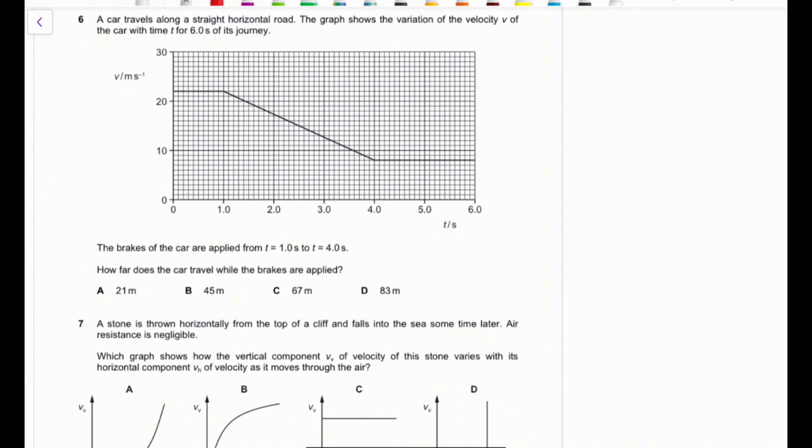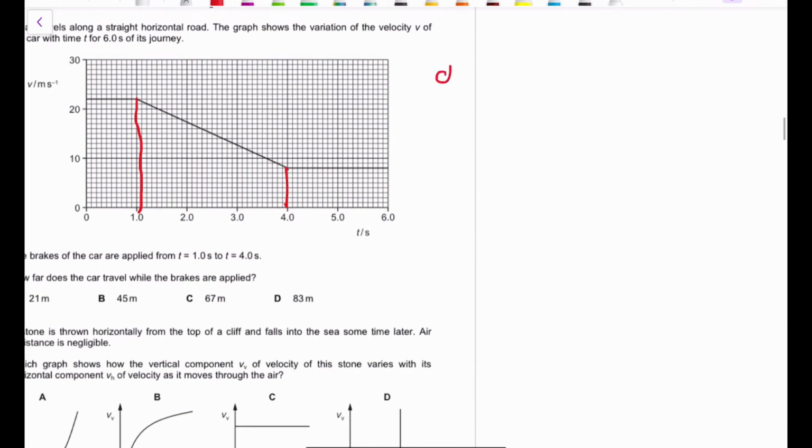A car travels on a straight road. The graph shows the variation of the velocity v of the car with time t for 6 seconds of its journey. Okay, the brakes of the car are applied from t equals 1. Okay, so let's put a marker here. And we're also going to put a marker here on this particular side, right? So we have two sides. And how far does the car travel while the brakes are applied? What do we know? We know that displacement is going to be the area underneath the graph, right?